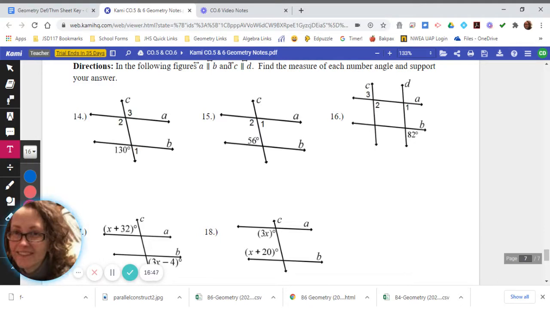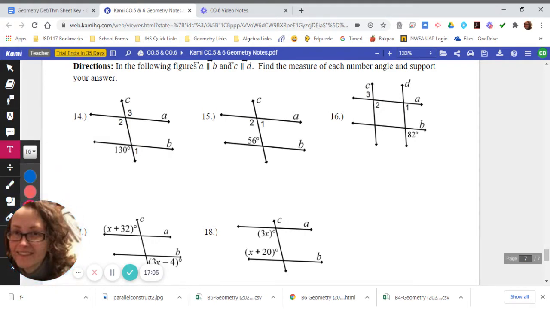They tell me that line A and line B are parallel. So these two are going to be parallel, and if I do have a line C and D, those are going to be parallel as well. So I have lots of parallel lines to work with. Let's go ahead and get started.